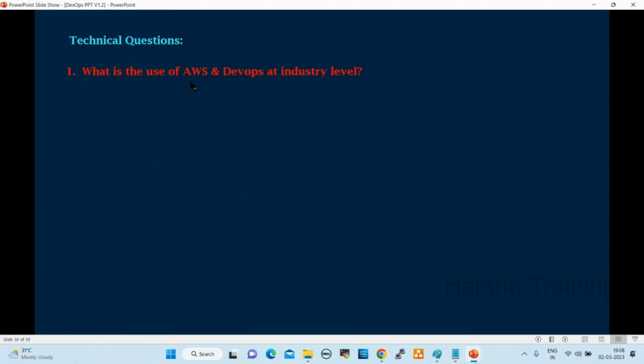It is on-demand infrastructure, scalable infrastructure, time saving, cost saving, right? Next one: what is the use of DevOps at industry level? Cloud, AWS, is infrastructure. So what is DevOps? What is the use of DevOps at industry level, right?